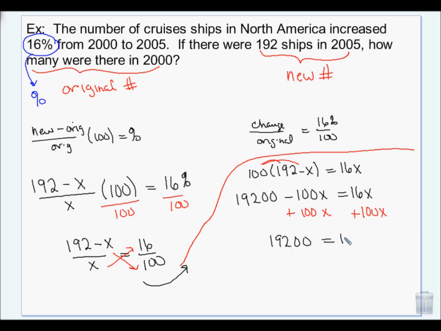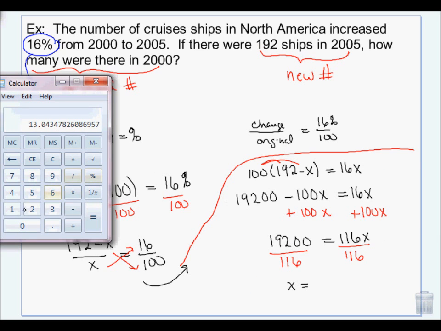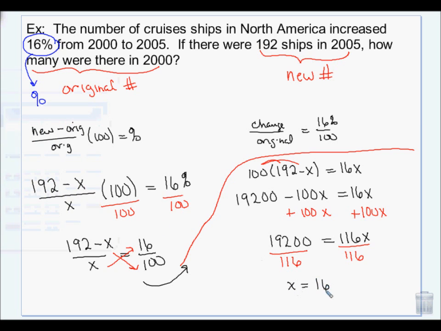So I have 19200 is equal to 116x. So I'm going to divide by 116, and I'm going to end up with x is equal to 163 more cruise ships. Oh, wait, no, it's not. I lied. Don't let me lie to you. I actually typed the wrong percentage. It's 165.5, so we're going to round it to 166.